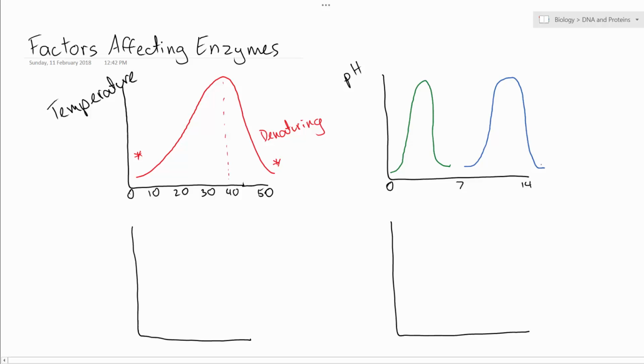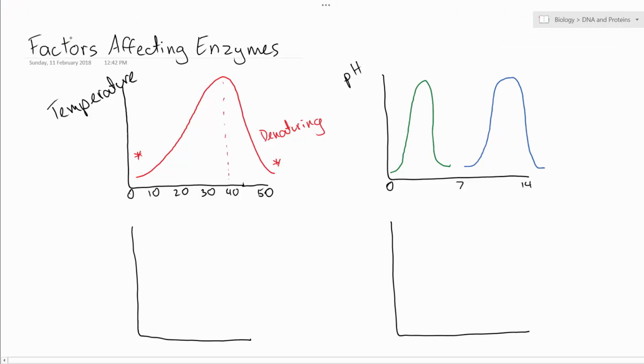So once again, an incorrect, less optimum pH level can start to affect the bonding of the enzyme, which in turn is going to affect the shape of the active site, making it more difficult for the enzyme to bond to substrates.